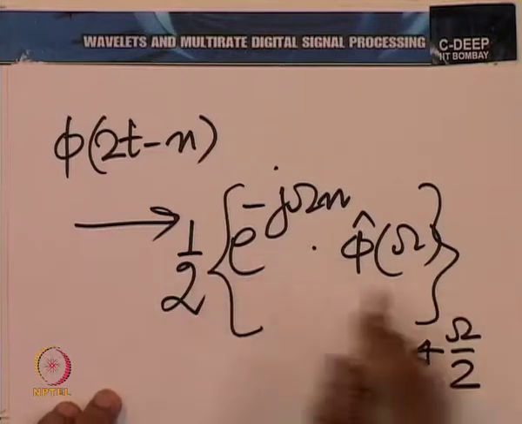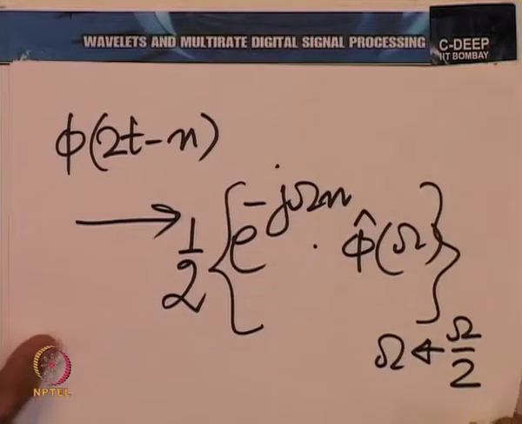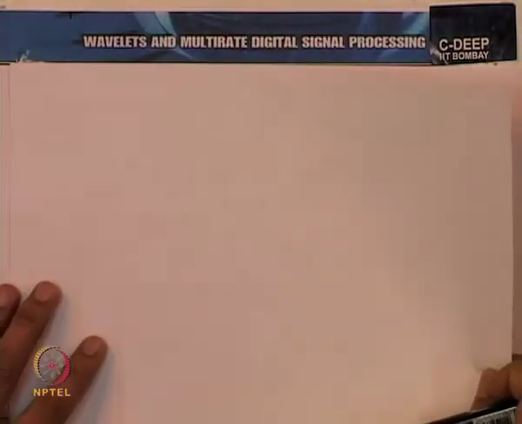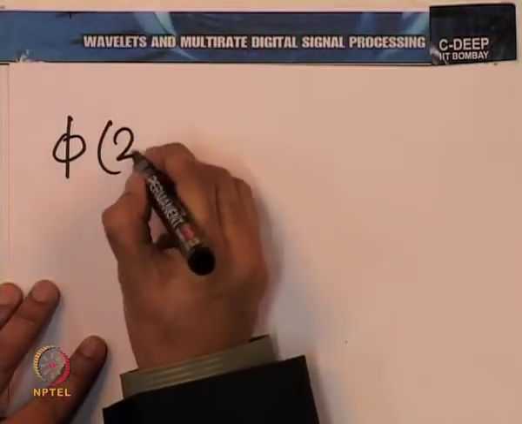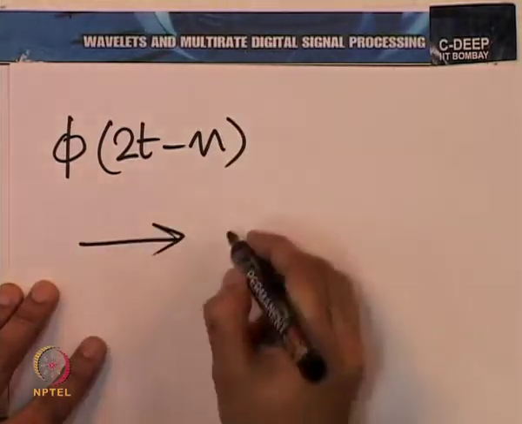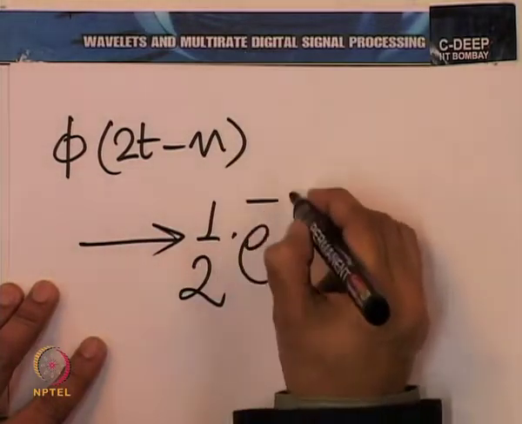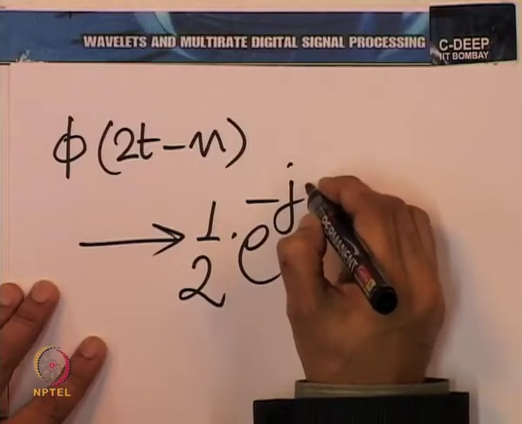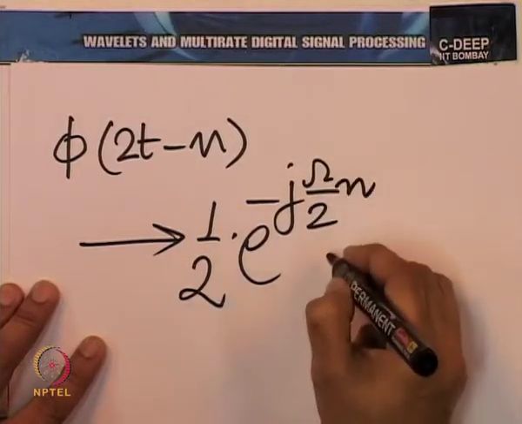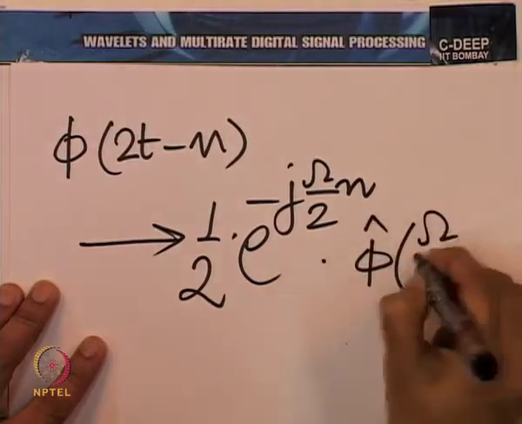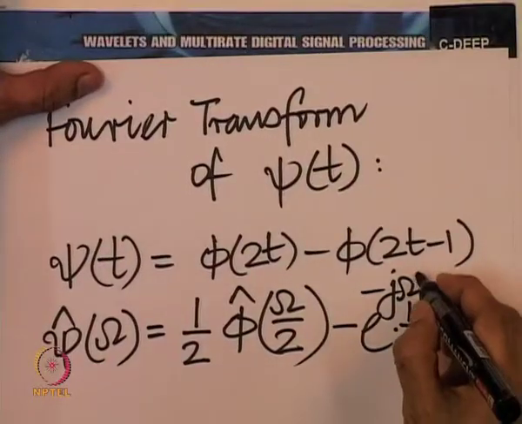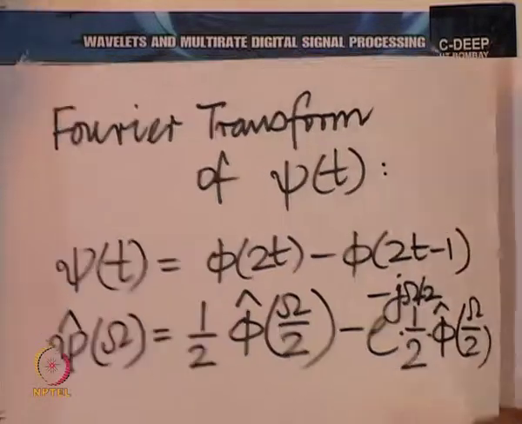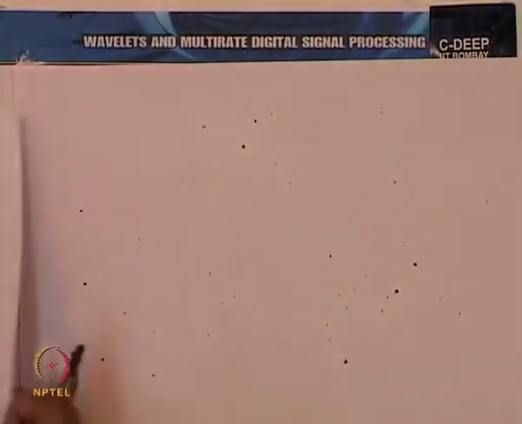So, this replacement must be in the whole thing, and therefore, phi of 2 t minus n would have the Fourier transform half e raised to the power minus j omega by 2 times n phi cap omega by 2. And therefore, we need to make a little correction here. The correction is we need to replace omega by omega by 2 here. So, in fact, let me rewrite that part of the expression, it is more convenient.